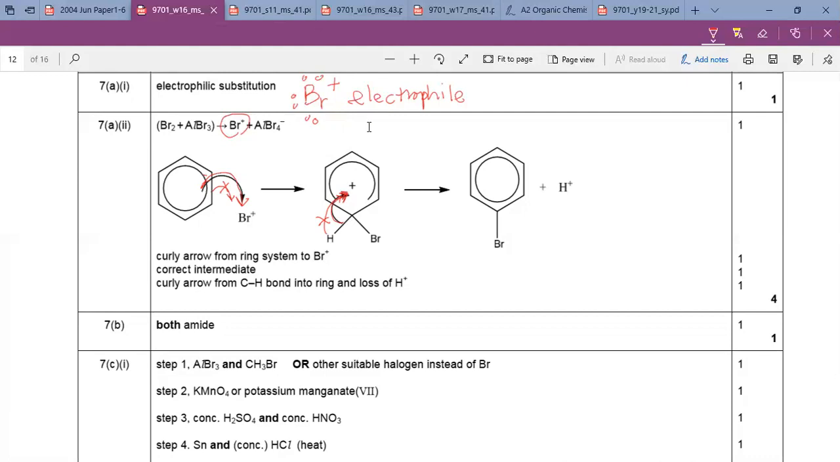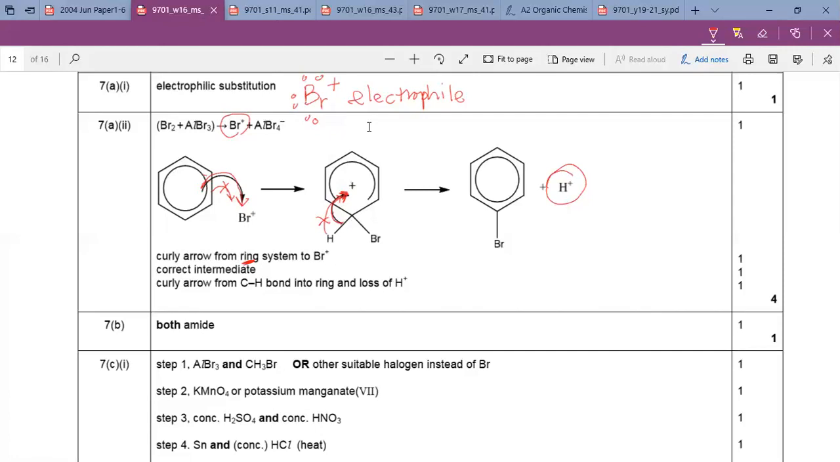So see, the marking says 1 mark is for this equation, the formation of your electrophile. Second mark, 1 mark is curly arrows from the ring. Okay, from the ring to Br plus. Then the correct intermediate. One year they say the thing must have the horseshoe. I think I'll show you that. Then the last one is curly arrow from here to here. One time they also give you the mark for this here. So it depends on the marking scheme. Okay, so this is how it comes out.